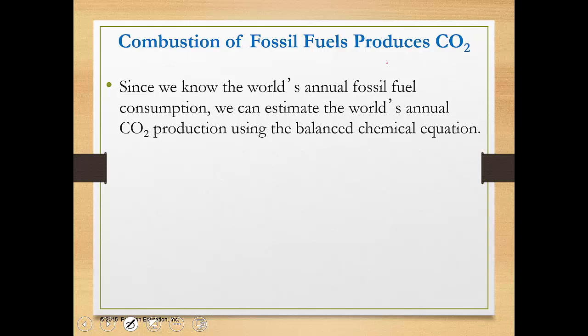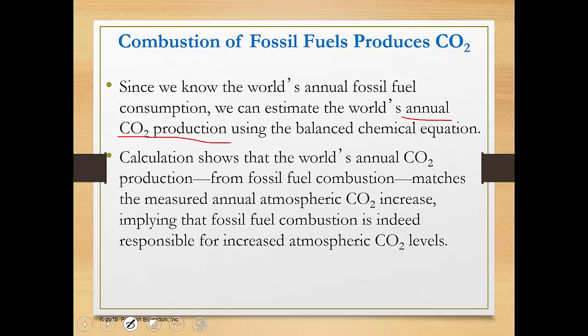Now, we know approximately how much fossil fuel the world uses in a year. So using that, we can estimate the world's annual CO2 production using that balanced chemical equation. Now, we're not going to go through that calculation, but if you carry out that calculation, it shows that our annual carbon dioxide production, just from combustion of fossil fuels, matches the measured annual atmospheric carbon dioxide increase. So there's a correlation there. If you map the amount of CO2 that's increasing, you map fossil fuel combustion, they track with one another.